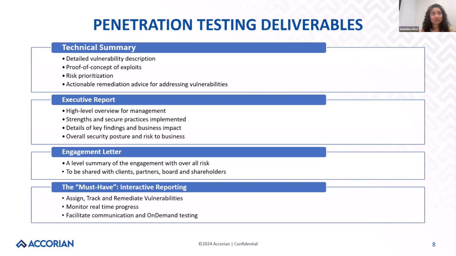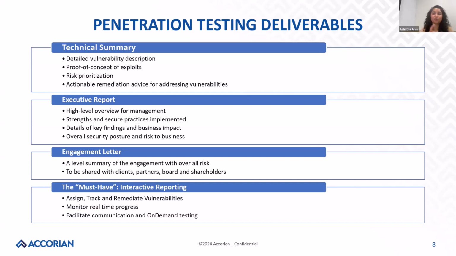Also, I think in today's day and age, having an interactive report is a must. So you're able to track vulnerabilities to closure, which is one of the biggest issues in security teams. We do a lot of security testing, but how do I ensure that findings have been closed? How do I track these findings? How do I assign these findings to the person responsible to fix it? How do I monitor progress?